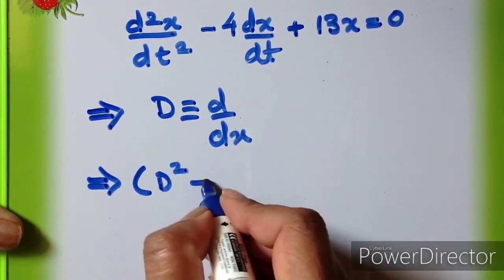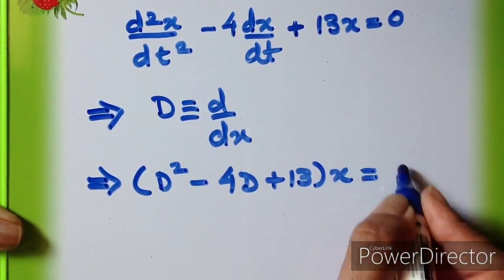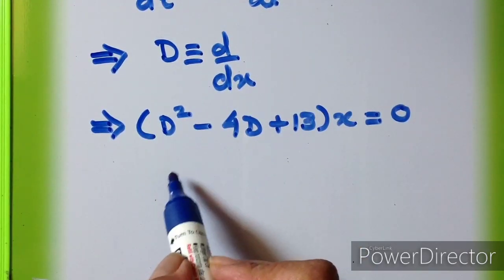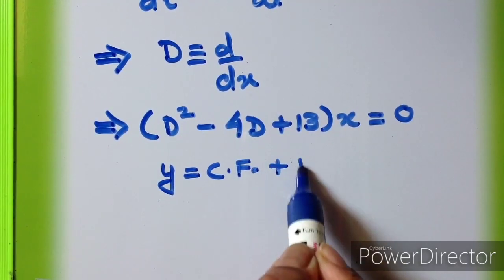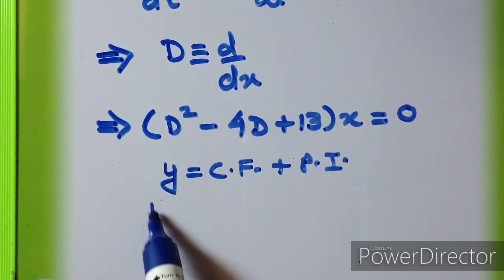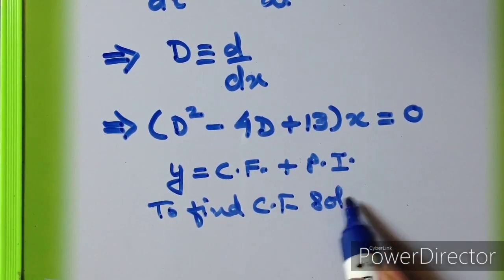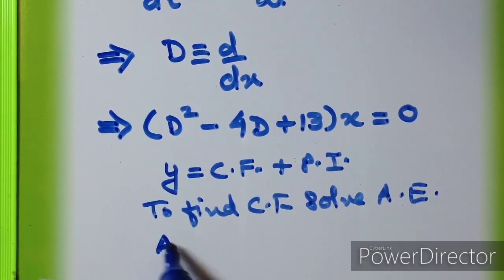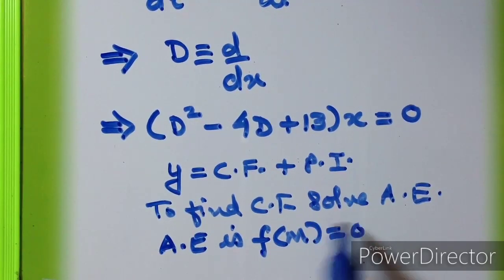So (D² − 4D + 13) operated upon by x is equal to 0. As earlier discussed, the complete solution is given by y equals complementary function plus PI. In order to find the CF, what we have to do is solve the auxiliary equation, and the auxiliary equation is given by f(m) = 0.